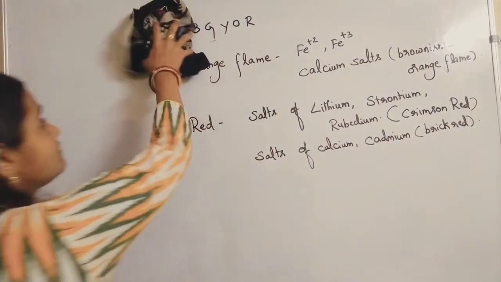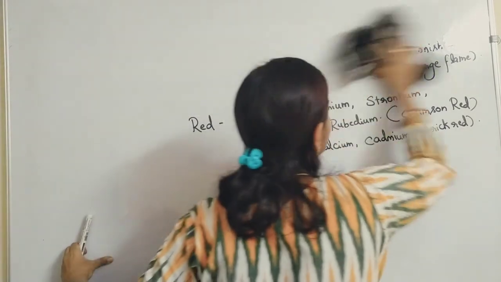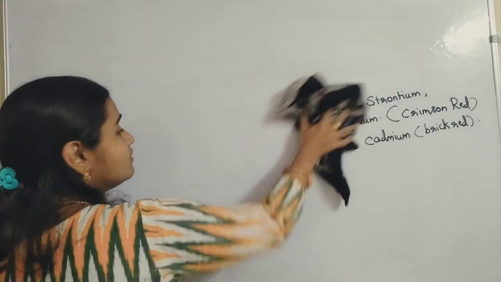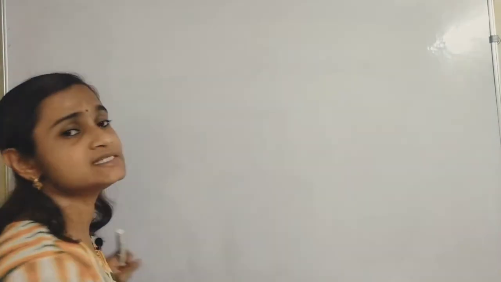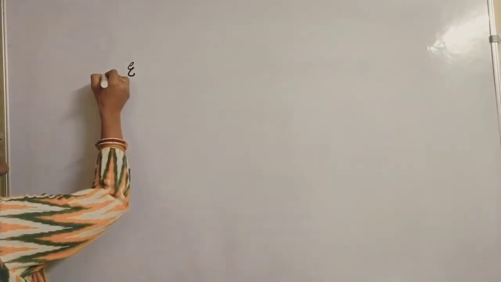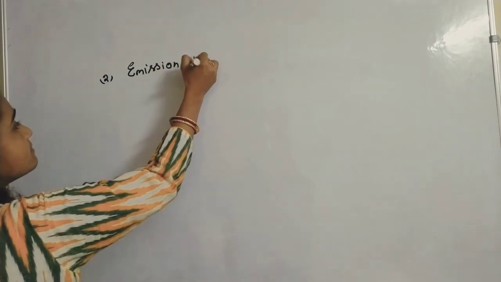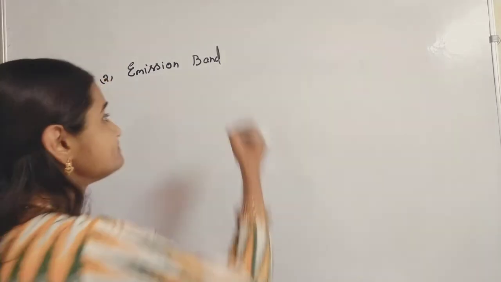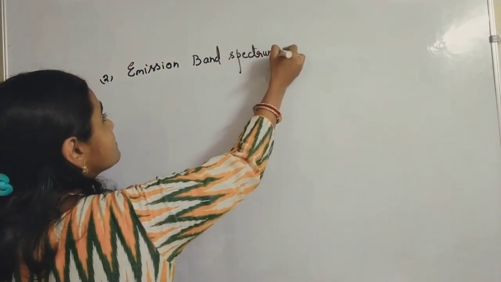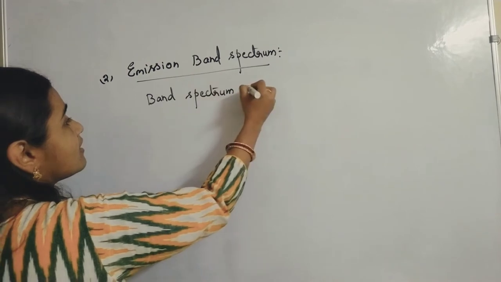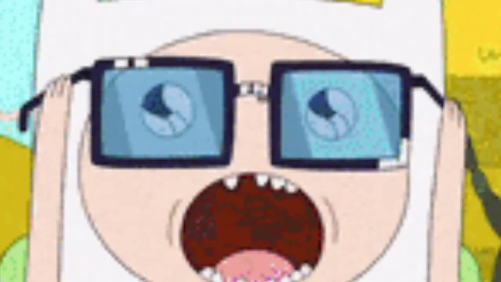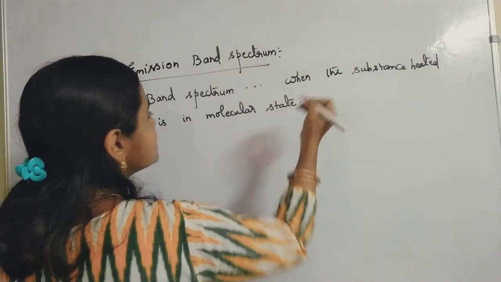Now we'll go for emission band spectrum. Band spectrum is the one which is obtained when the substance which is heated is in molecular state. Please understand carefully. The second type of spectrum is emission band spectrum. Band spectrum can be obtained when the substance heated is in molecular state.